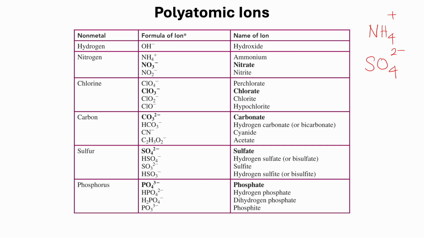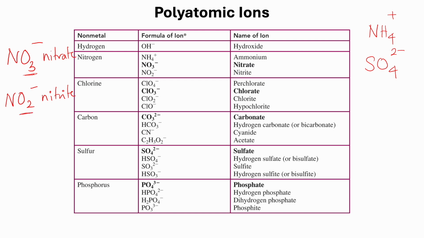If I take an example, nitrogen containing polyatomic ions, there are 2 with negative charges. The first one here, NO3 minus, and the second one NO2 minus. Both have negative 1 charge. However, the very first one, we call it nitrate. The second one is nitrite. So nitrate has 3 oxygens, nitrite has 2 oxygens.